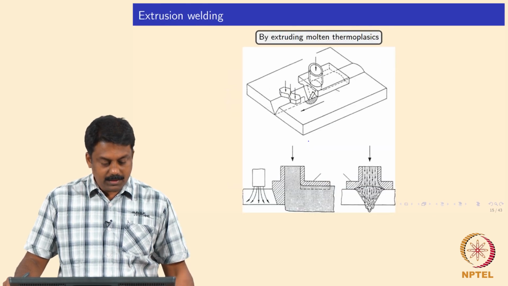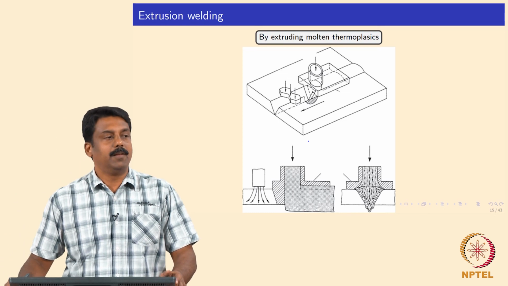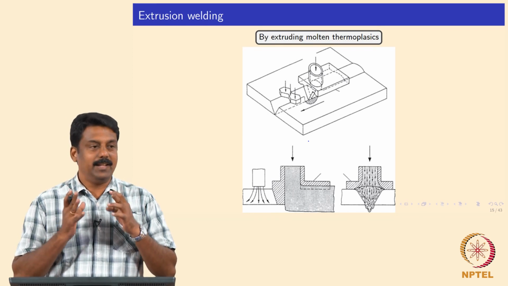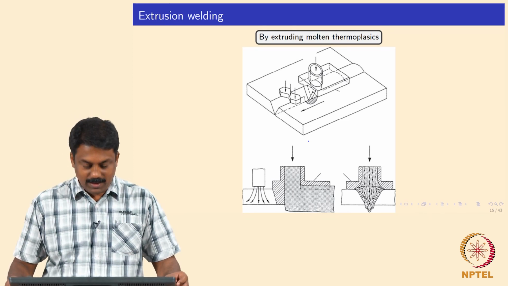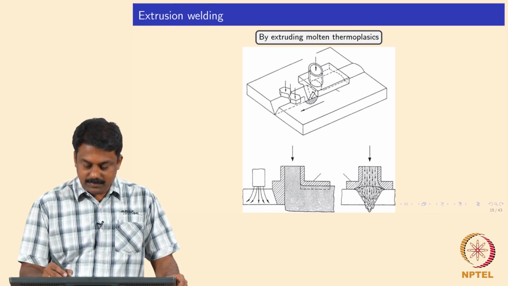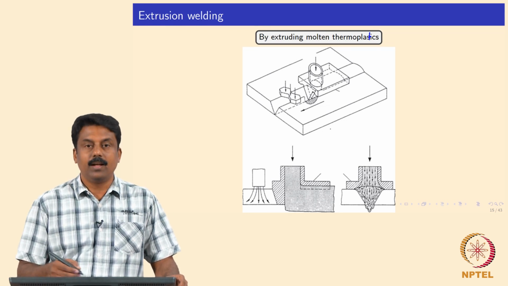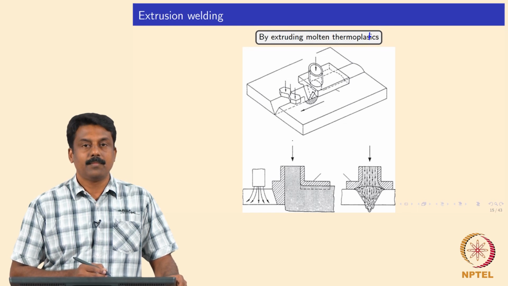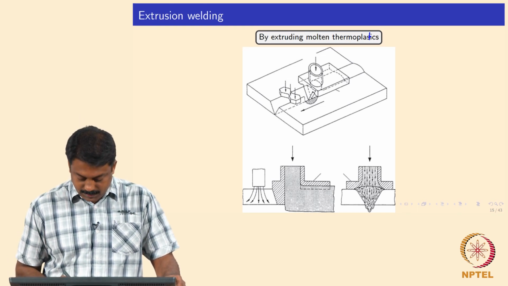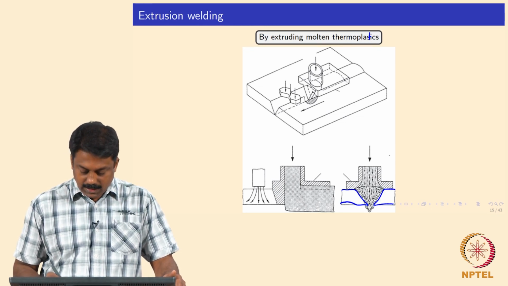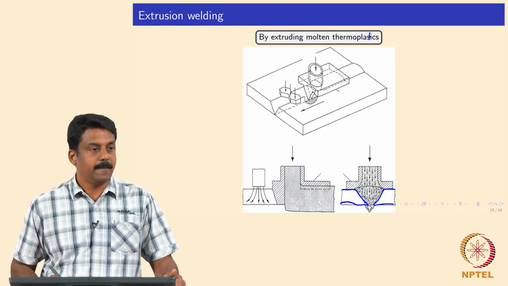So then the next process which is commonly used for joining plastic is extrusion welding. Extrusion welding is like injection molding. Okay, so the molten thermoplastic is injected or extruded into the joint, right. So in this case, for example, this is the joint to be welded, isn't it? You have a tool which can extrude the molten thermoplastic into the joint, and subsequently the joint can be solidified to make a joint, right.